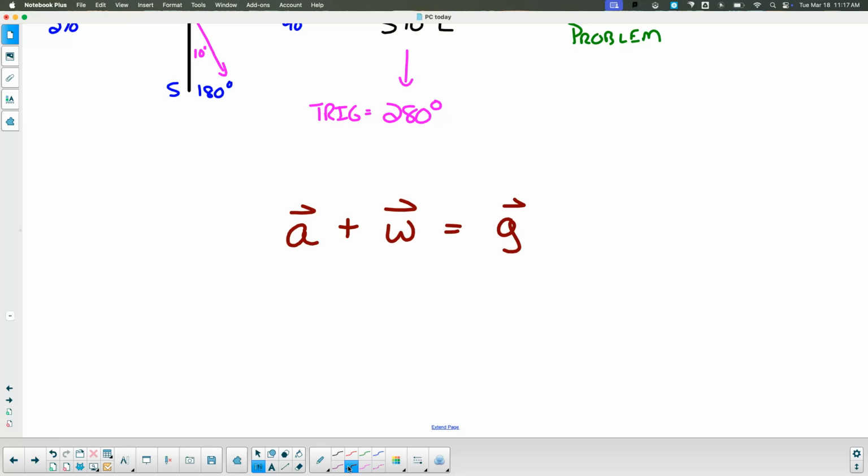A stands for your airspeed or your speed. Or we can use boats because we can use currents and all that stuff. So it's basically whatever vessel you're traveling in, that's what your A is. Your W is going to be your wind or your current.